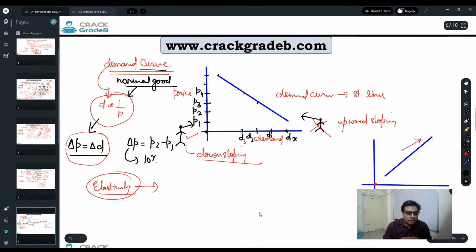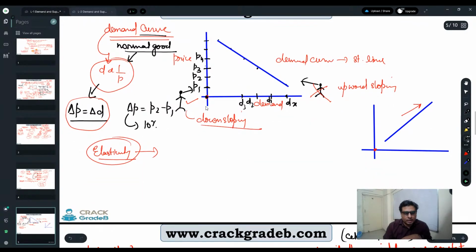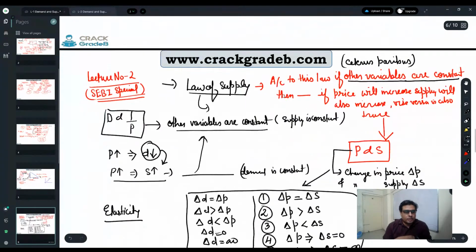Okay. And after that, I explained the demand curve is down sloping, and whenever we have to see the curve, we have to see it from the origin point, where both axes, x and y axis, meet. So we have to see the curve from this side, and it is a down sloping curve.